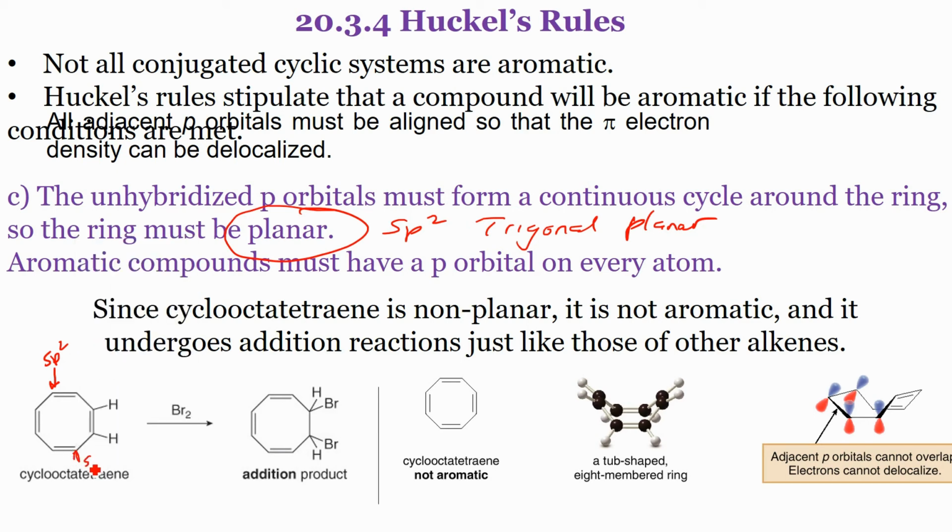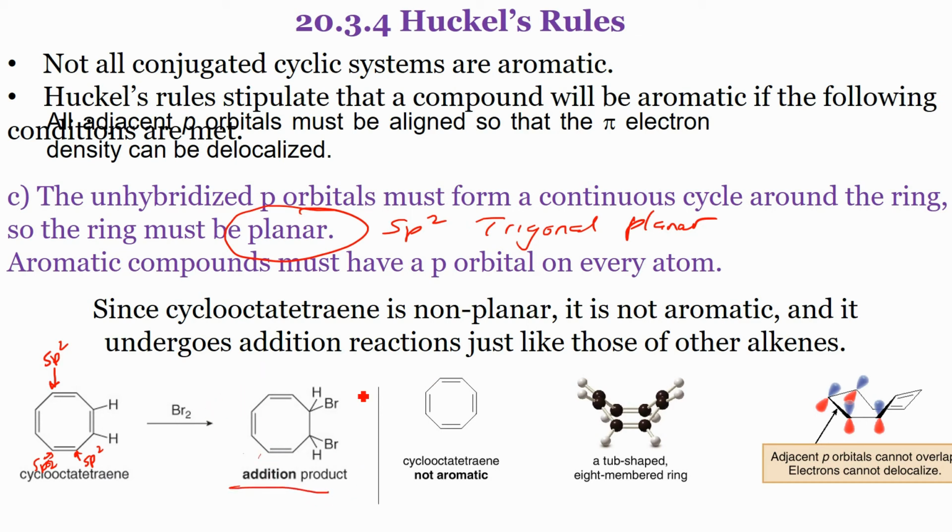So one would tell himself or herself, because all carbons are sp2 and all sp2 are trigonal planar, then this ring must be flat. It has been found through chemical means that if you react this ring with bromine, it does an addition reaction. So if it does addition reaction, then it's not a regular conjugated cyclic system. It's behaving like an alkene because it's doing addition reaction.